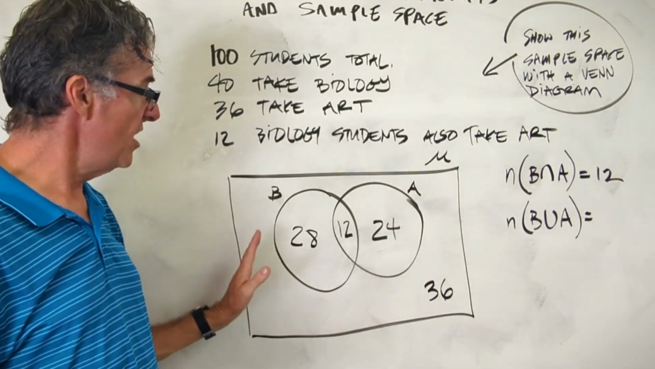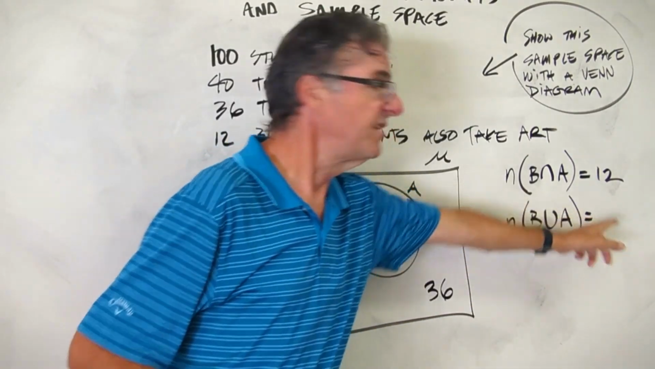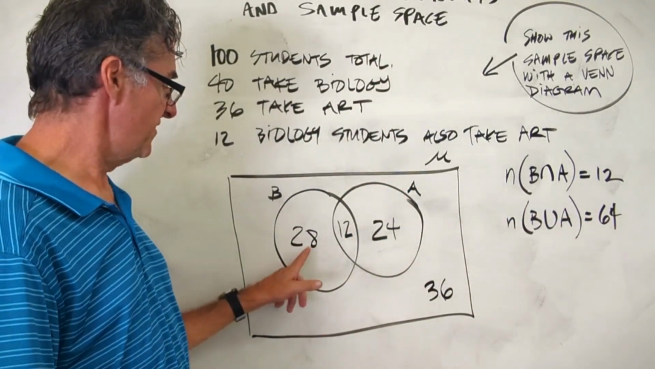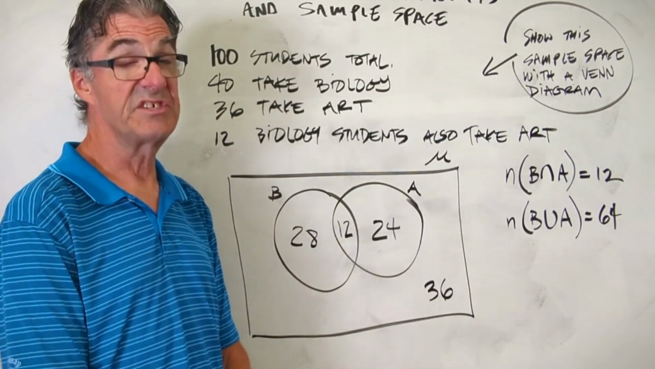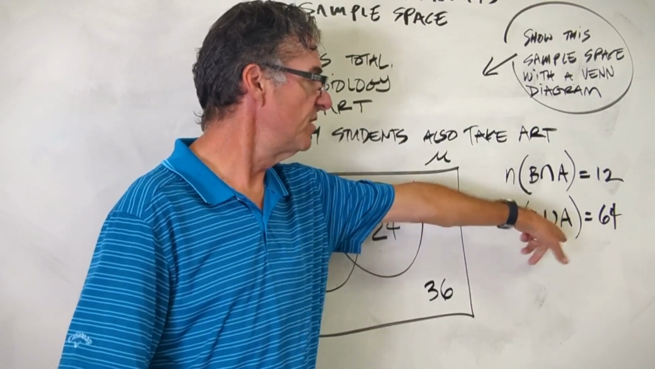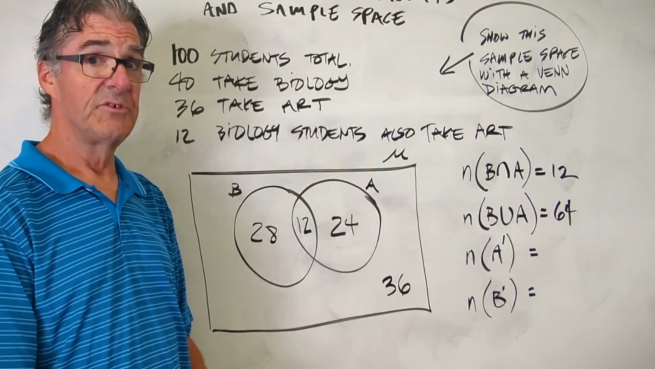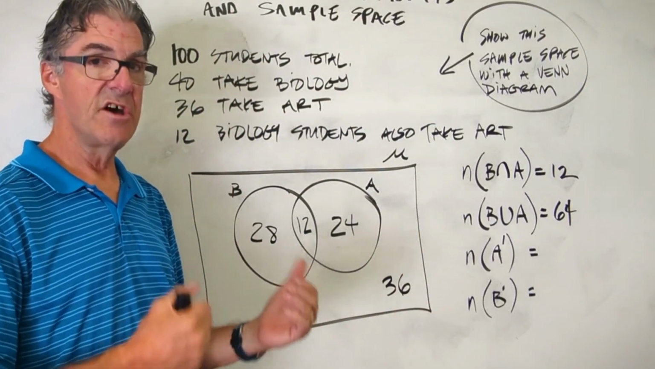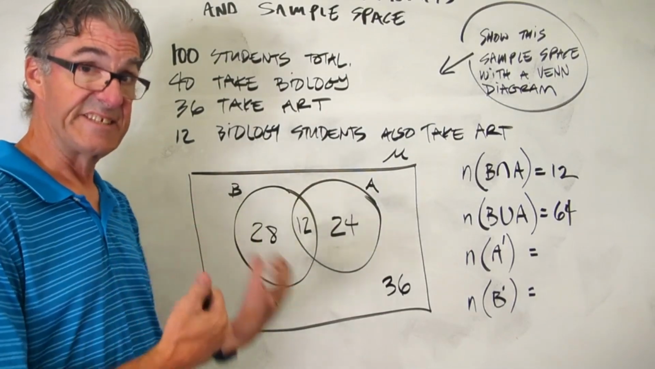So go ahead and pause the video and come up with that number and put it there. So the union is just this plus this plus this, which is 64. So that's the correct answer to the number of items in the union of B and A. So now let's take a look at another concept with these sets.